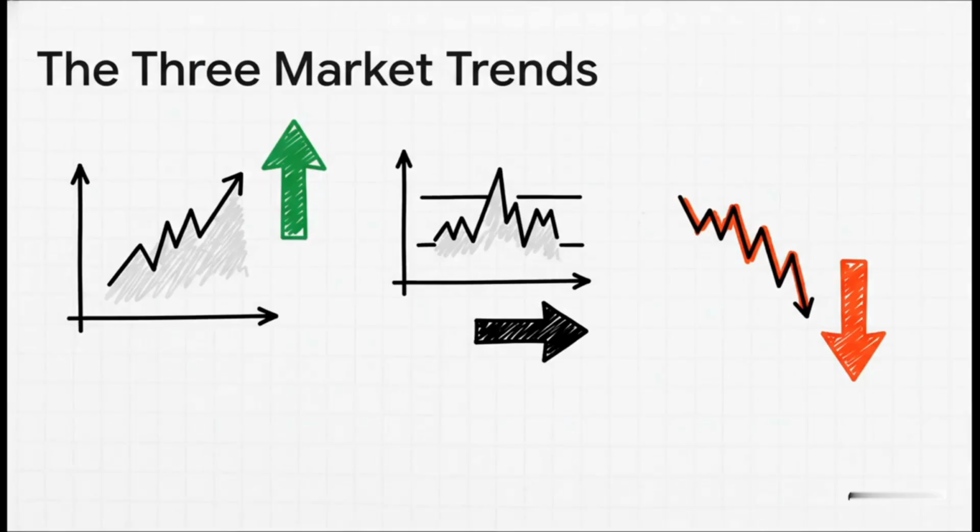So really, when you get right down to it, the market is always doing one of three things. It's either trending up, trending down, or it's kind of just chilling out, moving sideways in a range. Your first job, every single time, is to figure out which of those three is happening right now.